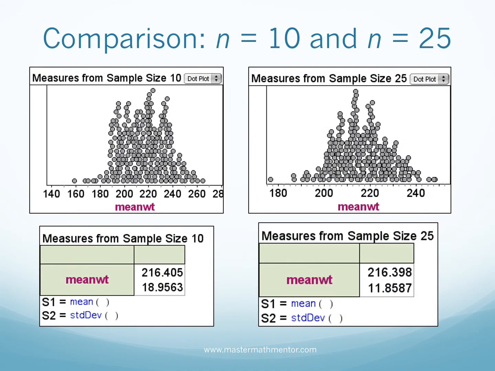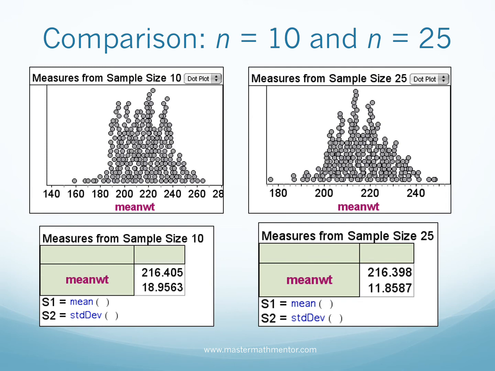Notice how the means from a sampling distribution of size 10 and size 25 are practically the same, about 216.4. But notice how the standard deviation in sample size 25 is much lower. What does that mean? Remember that in real life we would not do this repeated sampling. We take one sample of size 10 or size 25, take the mean of those weights, x bar, and believe or hope that it represents the population mean mu.